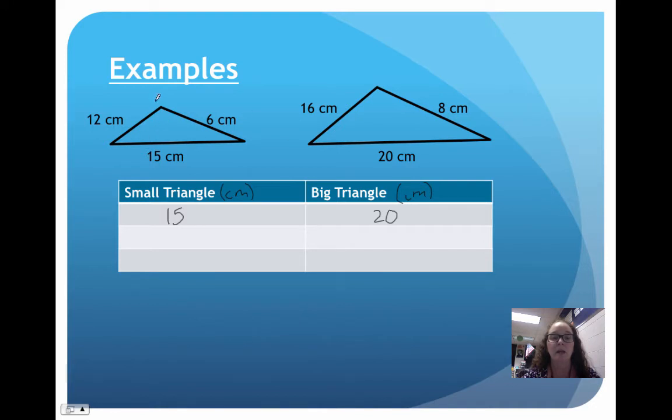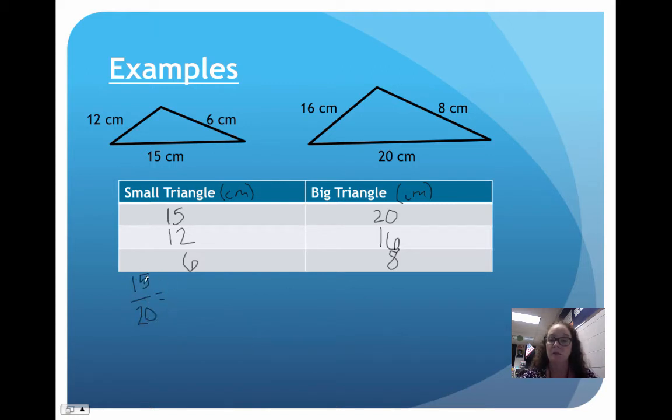And let's go ahead and look at this side of the triangle. On the small triangle it's 12. On the big triangle it's 16. And then our final side, on this side it is 6, and on this side it is 8. So now we need to test our ratio theory. These have to have the same ratios each side. So for the first one we have 15 to 20.